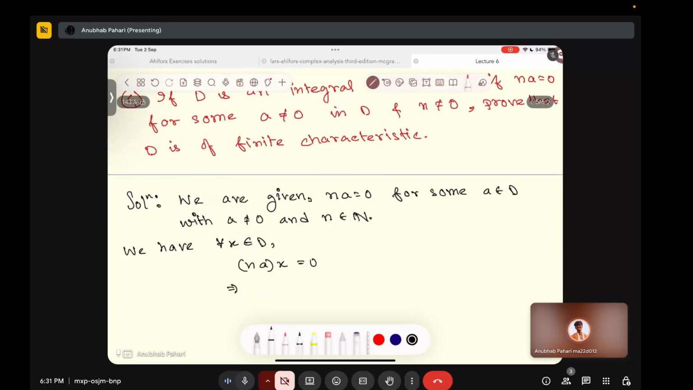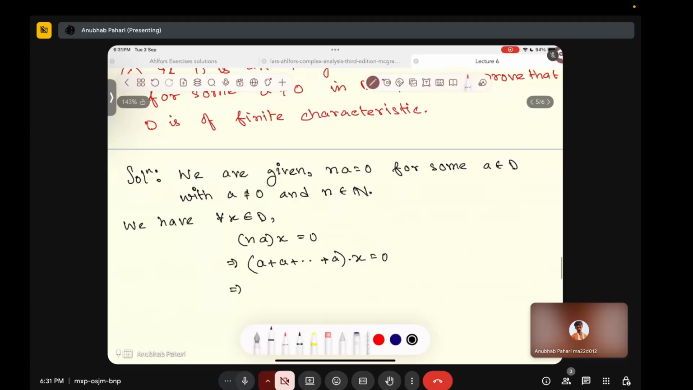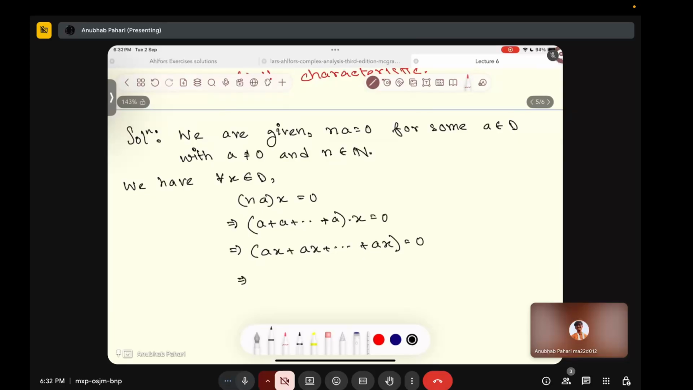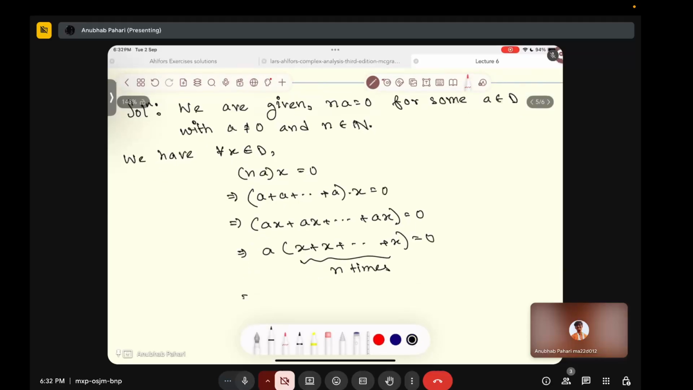So this implies that ax + ax = 0, and this implies that ax + ax + ... + ax = 0. Now if you take a out, then you will see that x + x + ... + x, and note that this is n times, because it follows from the first line, so this implies that a times nx equals 0.